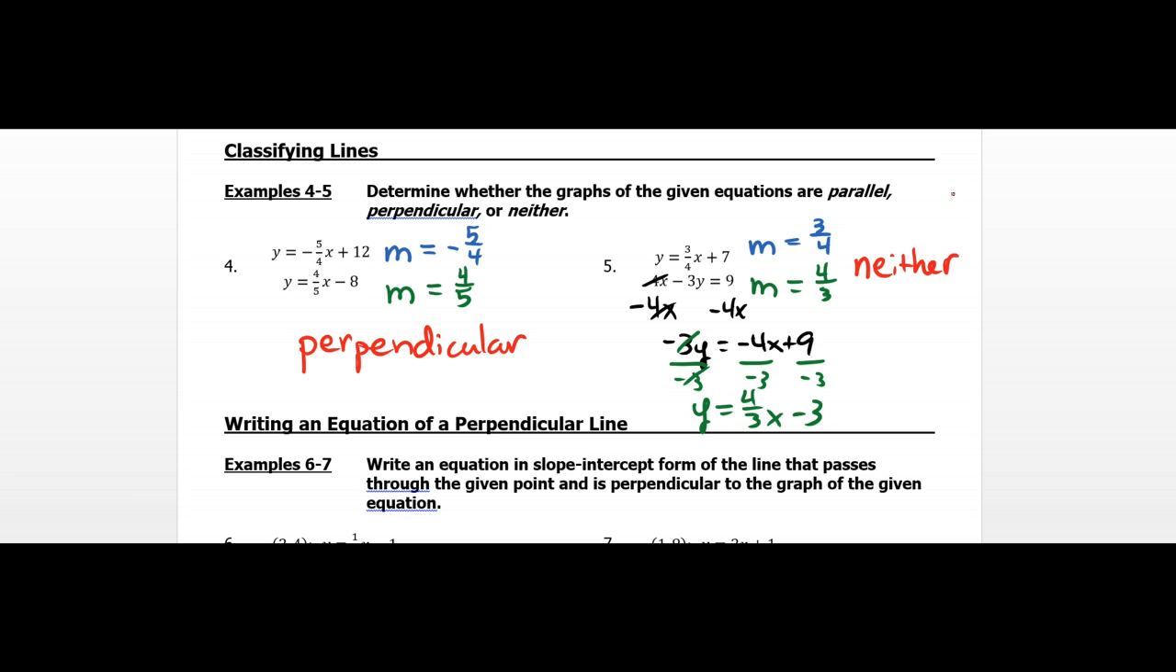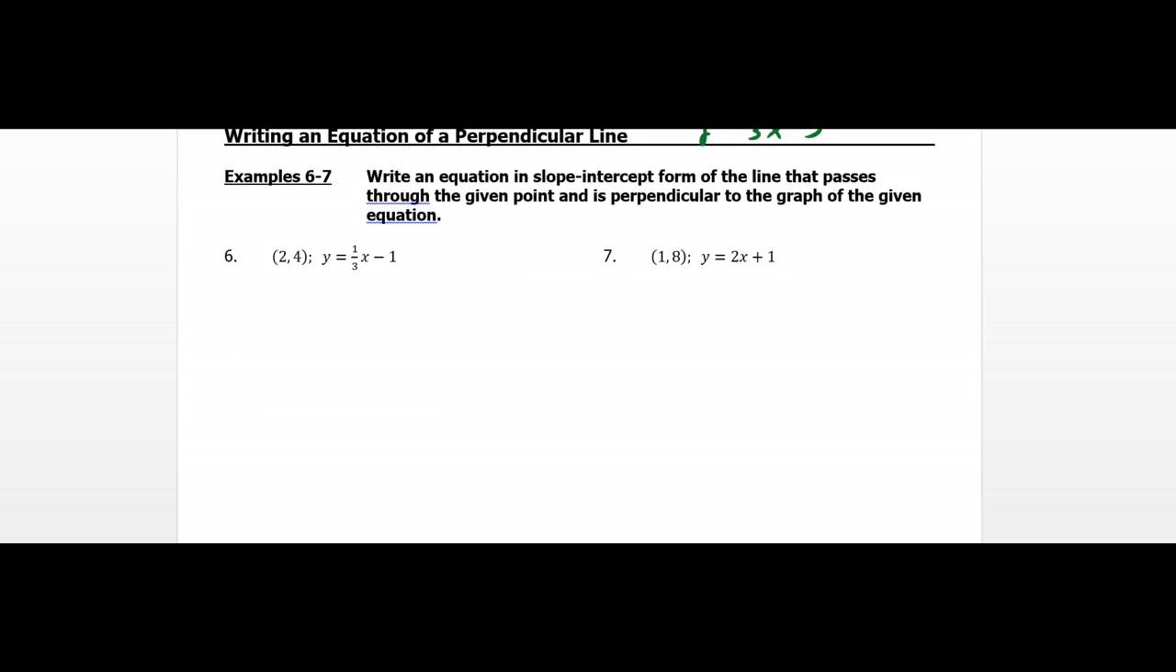So for number 6 and 7 down here, we're going to do the same thing as we did in 1 through 3 in the front. We're going to write an equation in slope-intercept form that goes through the point you're given. But in this case, instead of writing an equation parallel to the line I gave you, we're writing an equation perpendicular to the one I gave you. For number 6, I'm giving you the line y equals 1/3 x minus 1. We know the slope of this line is 1/3. In order to have a line perpendicular to this one, its slope needs to be the opposite, so negative, and the reciprocal of 1/3. So the slope of the line we're writing has to be m equals -3.